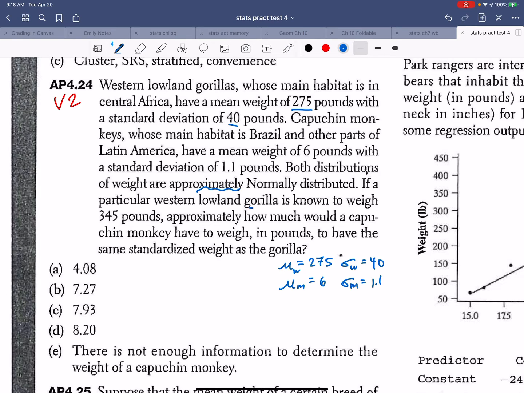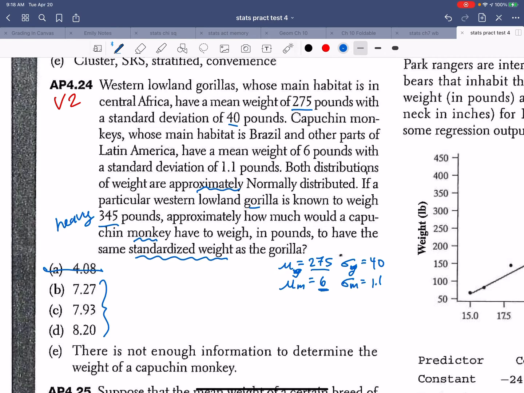If a particular gorilla, so I'll call this G for gorilla, is known to weigh 345, so this is heavy, right? It's heavy because the average one is 275. How would it compare to the monkey? Approximately how much would a capuchin monkey have to weigh to have the same standard weight? So it's going to have to be something heavier than 6. So we immediately can eliminate that. And then we need our calculations, right?